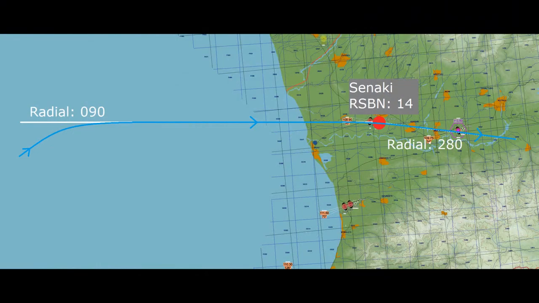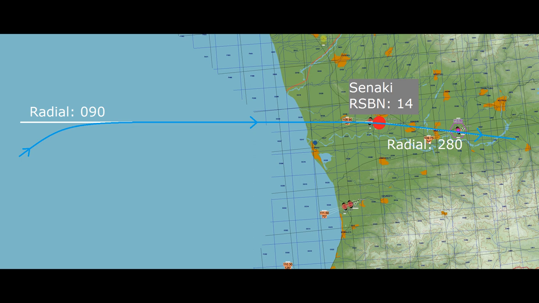For this tutorial, I have set up a little flight and we will start right here on the left hand side, just above the ocean. And we will fly towards the coast on a heading of approximately 45 degrees. And we will try to intercept radial 090 towards Senaki, Kolki. And then once we have intercepted the radial, we'll fly towards the station until we overfly it.